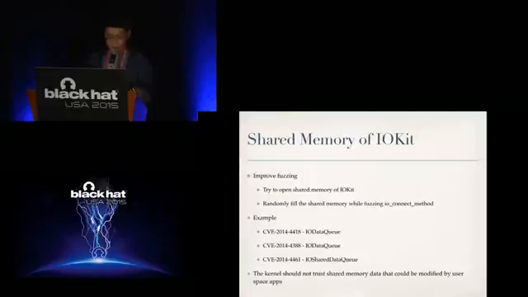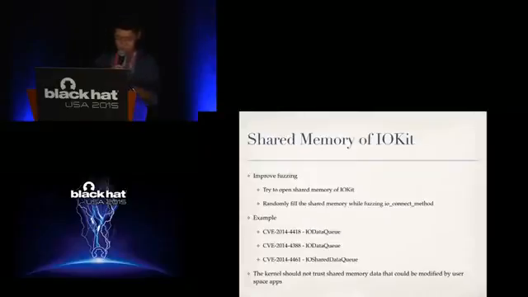Okay, so the idea to improve the fuzzing: you try to open the shared memory of an IOKit, and you can randomly fill the shared memory while fuzzing the IOConnectCallMethod, because some data in this shared memory is used by some internal functions. So you should combine these two together.